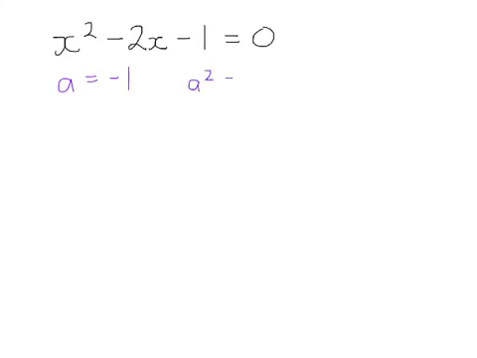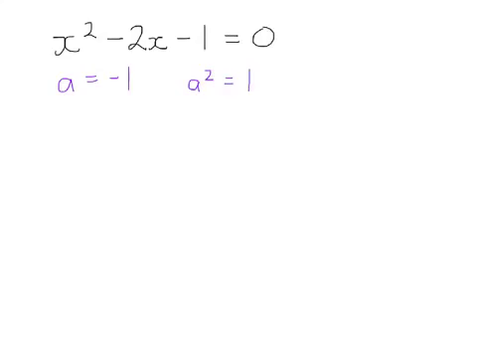So let's just solve one more problem and then we'll get the hang of it. Say we have x squared minus 2x minus 1 is equal to 0. And we can quickly tell that we can't factorize this. Well, a is half the middle term, so a is negative 1. So a squared is going to be positive 1.